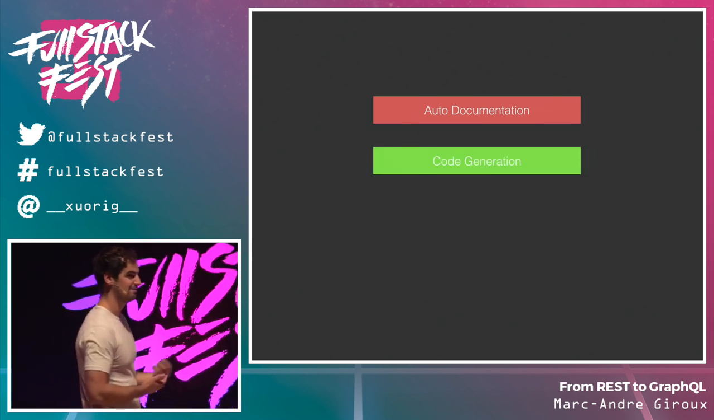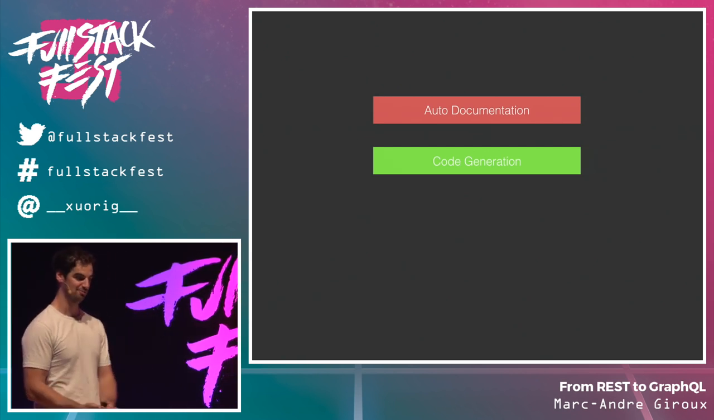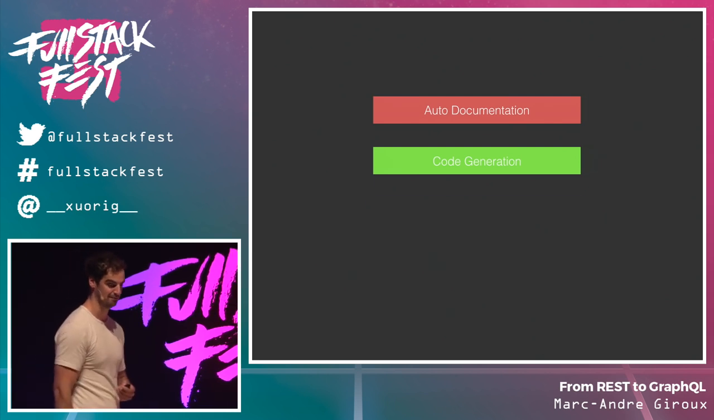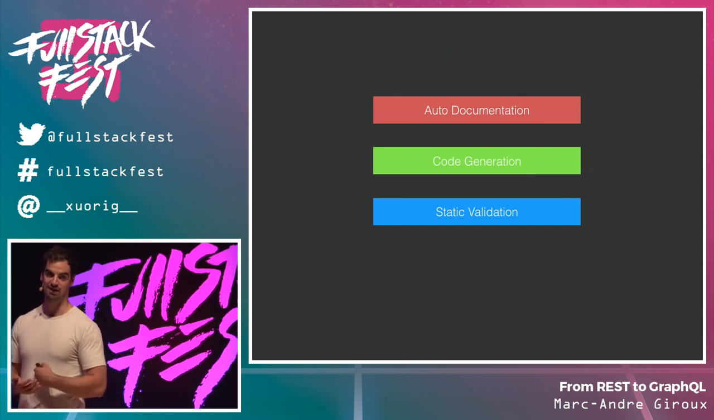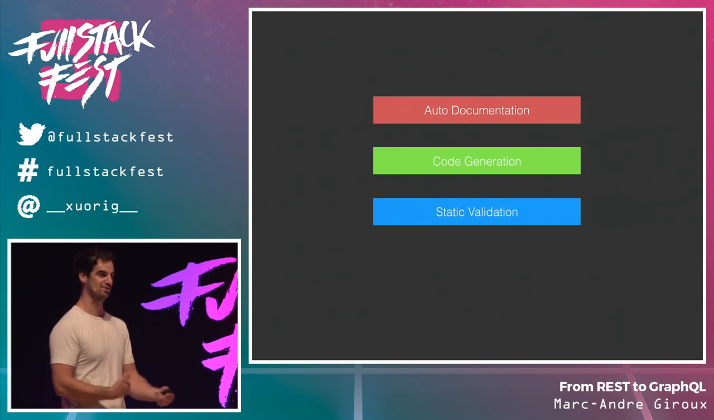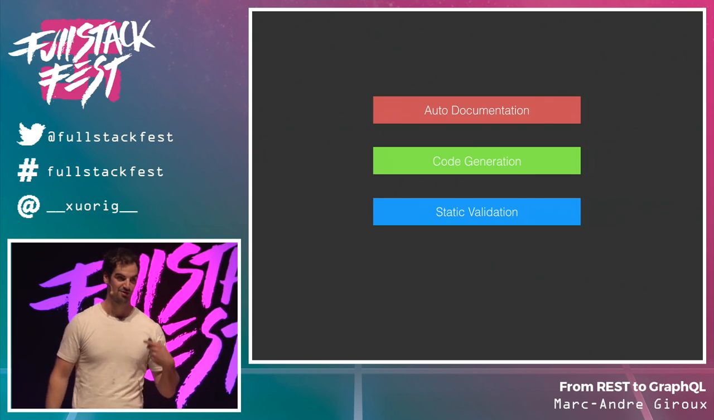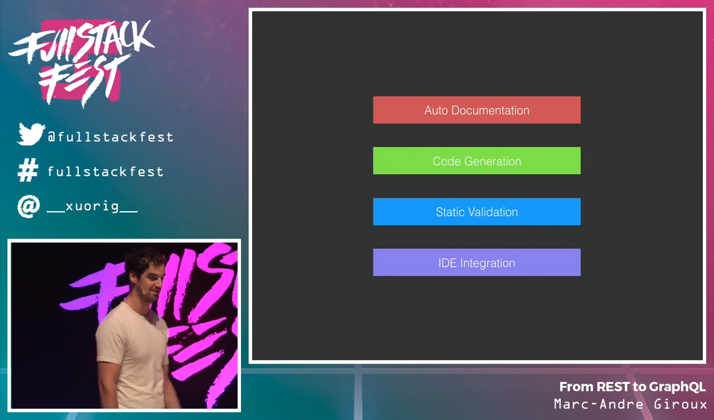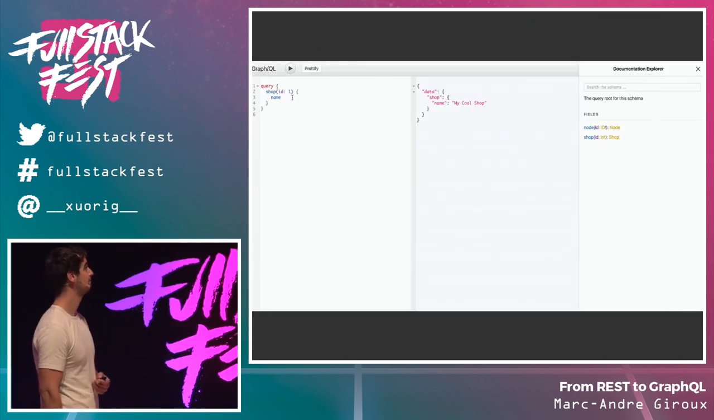Code generation: you can imagine if you have some front-end code, you might even be able to guess what query they need and generate it, because you know what's possible and not. Static validation: you don't even need to let a query go to the server and then get rejected, because you know beforehand if that query is valid or not. So IDEs can validate your queries, and they can auto-complete your queries because they know everything about the schema.